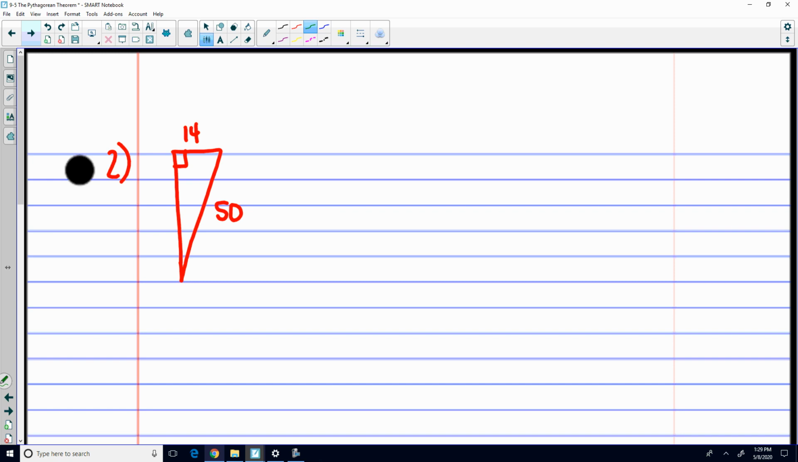All right, number 2. I'm going to write my equation. A squared plus B squared equals C squared. Oh, I forgot my question mark. Let's put it in. It should be right here. All right, what am I solving for? I'm solving for one of the legs. Okay, so we'll call 14 A. I don't know B. And 50 is C. You have to know which one, because if you put 50 in for B, you're going to get the wrong answer. So we've got to put it in for C. So let's fill in what we know.